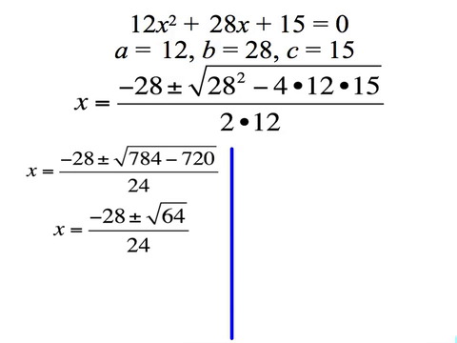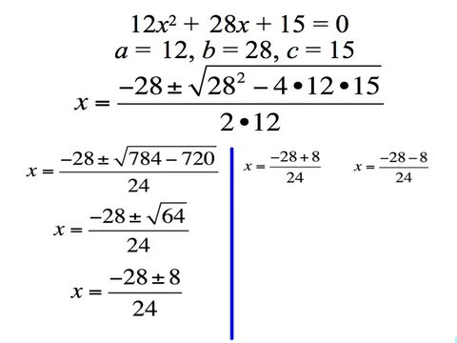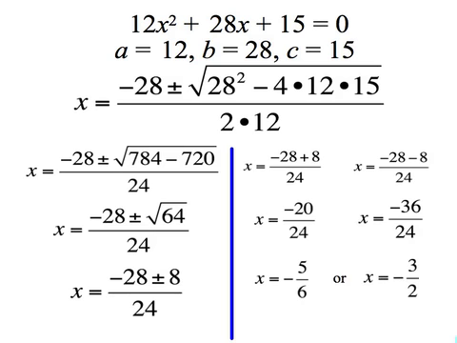Often we're used to A being 1, and we get in the habit of making the denominator 2 times 1, or 2, every time. But pay attention: whenever A is not 1, make sure you do 2 times A in the denominator. Now in this case, the square root of 64 is 8. So now we have no radical, and we're going to be able to split this up and get 2 rational answers. On the first one on the left, our final answer in lowest terms is negative 5/6. And in the one on the right, we get negative 3/2. They're exact solutions. We don't need to round off in this one.